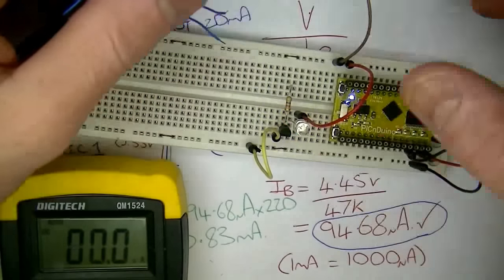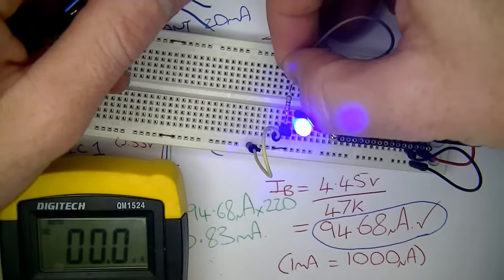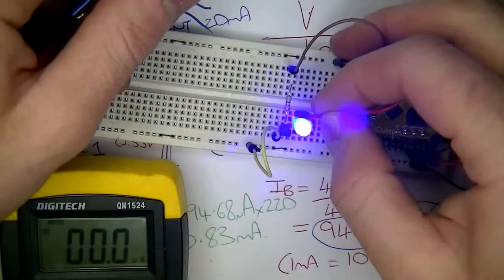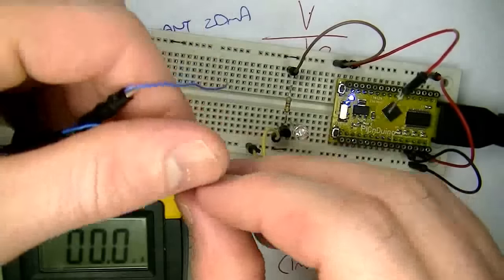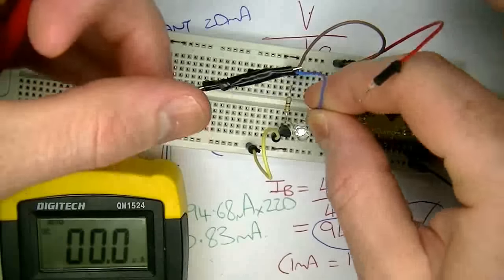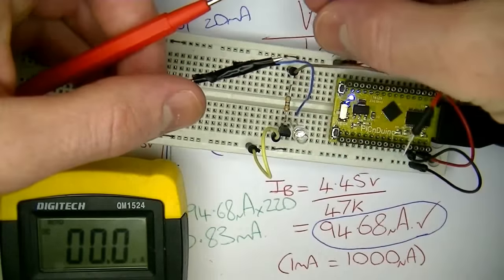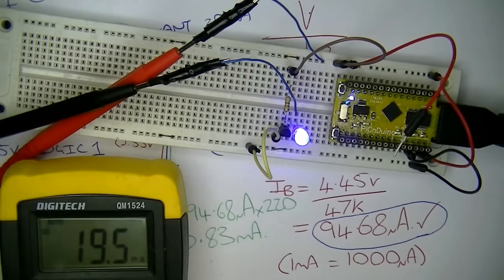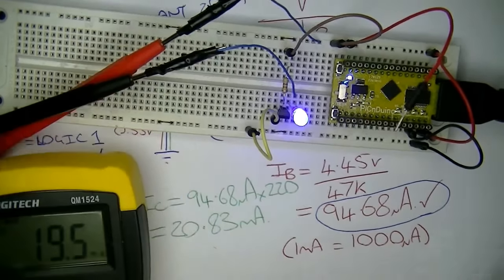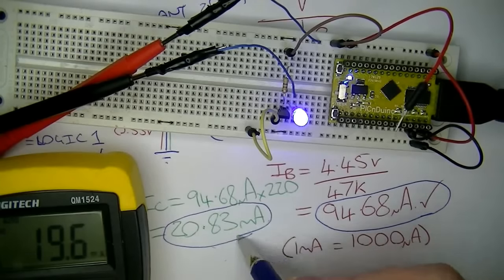Let's connect the base circuit back up as it was. Now let's check out what we get for the collector current. So I'm just going to disconnect my 5 volts from the LED, replace it with my multimeter, and it's giving me an overload condition. I'll change it to milliamps, and we're getting 19.5 milliamps. We calculated 20.83, so in this case it's really only about 1 milliamp off where we wanted it to be.